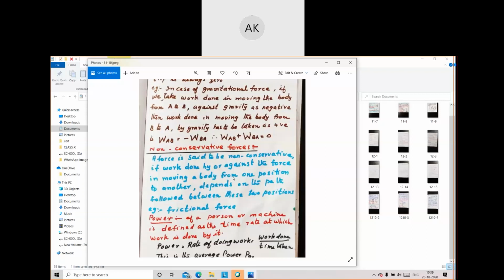Work done depends upon the nature of the path. Which force is that? Nana? Pavitra? Why are you not answering? Vibhansha? Nobody is answering. Gautam, are you there?